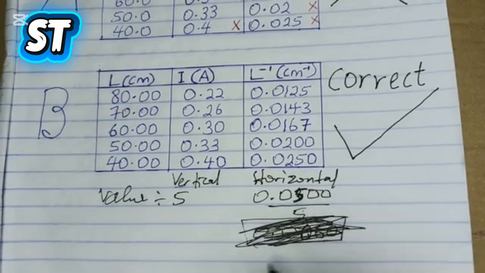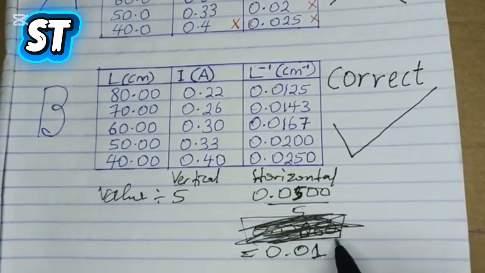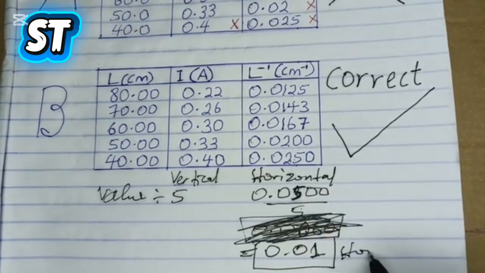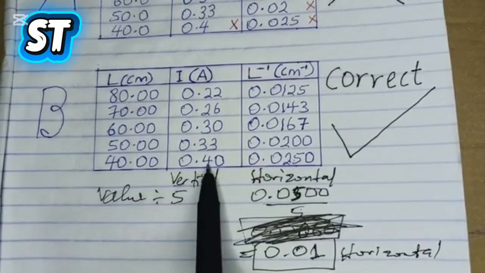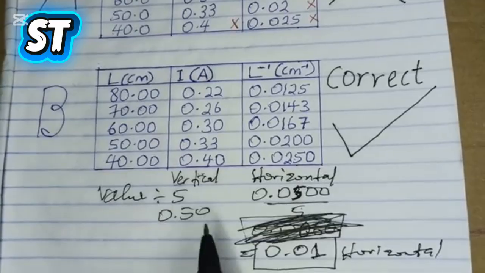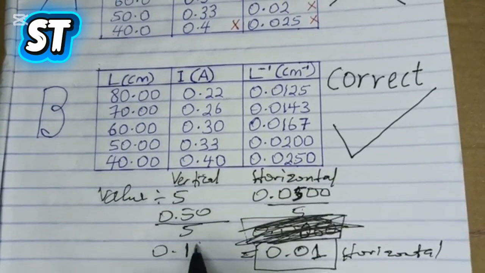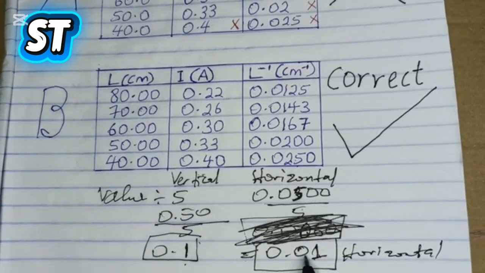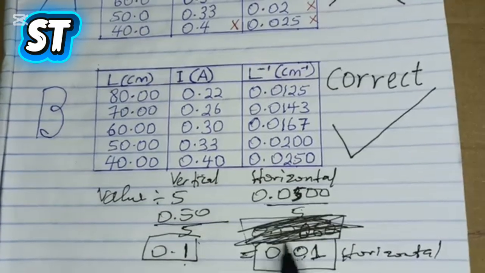Once I divide this by 5, this will give me 0.01. So that's my scale for the horizontal. To take my scale for the vertical, what is the nearest highest value that is divisible by 5 in this scenario? That would be 0.50. 0.50 divided by 5 will be 0.1 also. So this is what I'll be taking for my vertical scale, and this is the one for the horizontal scale. So let's now get the graph and see how we can plot this.